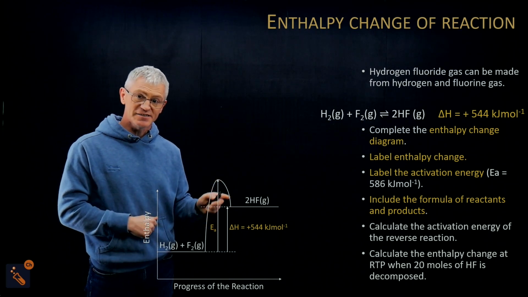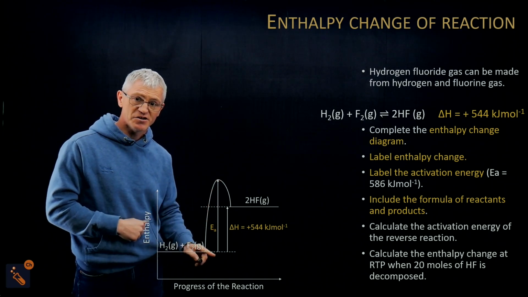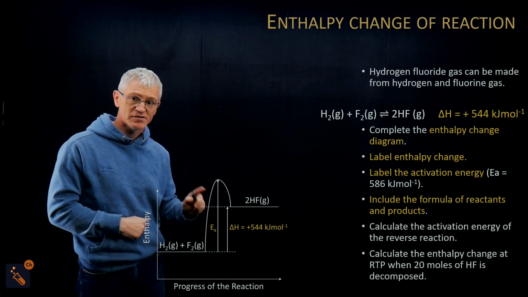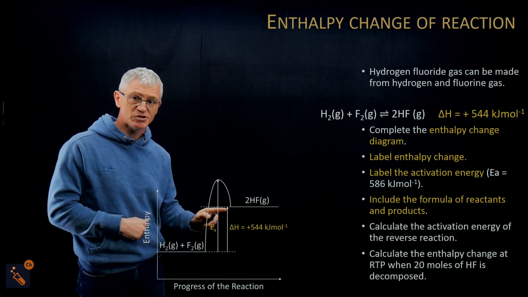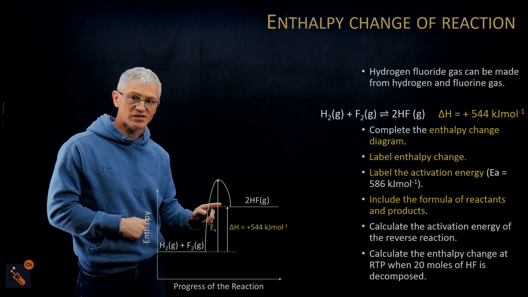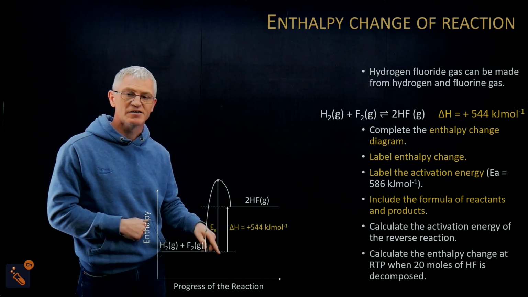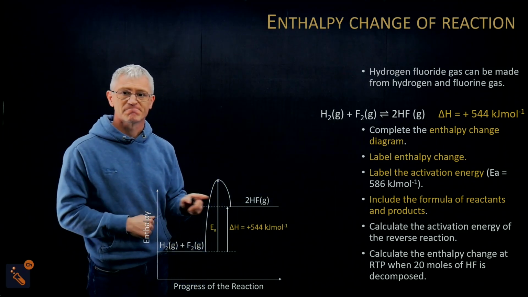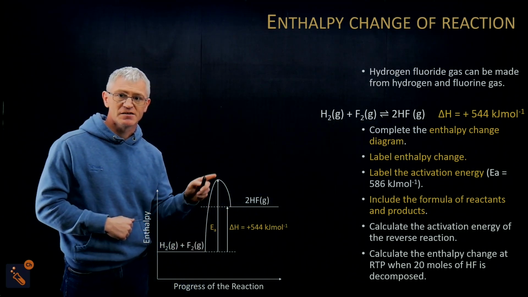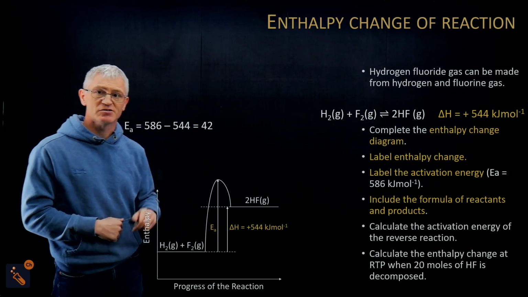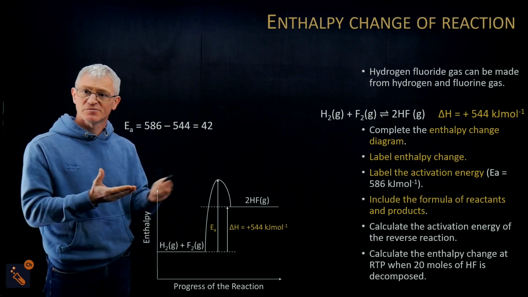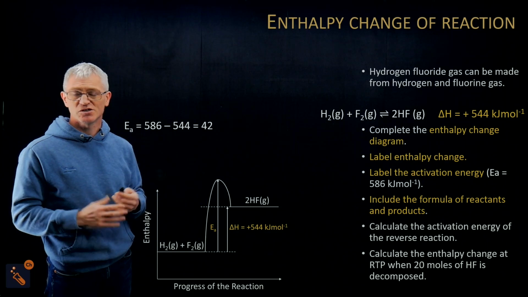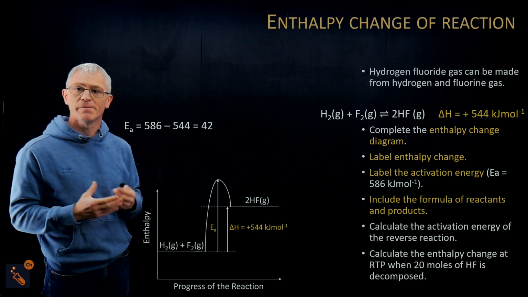Now, if I know the activation energy and I know the delta H, I know that the difference between the activation energy and delta H must be this number here. So the activation energy is up here, 586, and the delta H is here. So all I need to do is 586 minus 544, which is 42. So basically the activation energy is 42, or 42 kilojoules per mole.